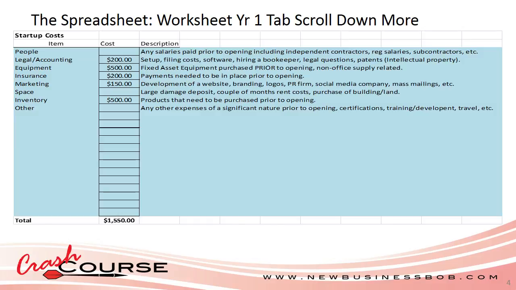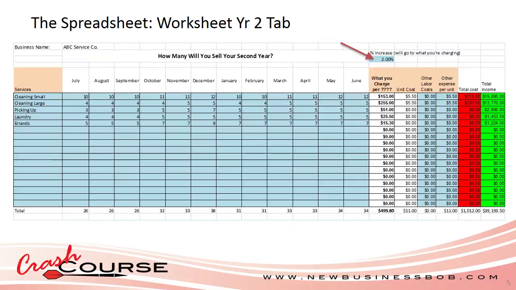So once you add it up, it gives you a total at the bottom. This total then translates into the overall rolled up reports tab, which you will see in a little bit. So let's move on. In this next tab, worksheet year 2, we again have the business name across the top.